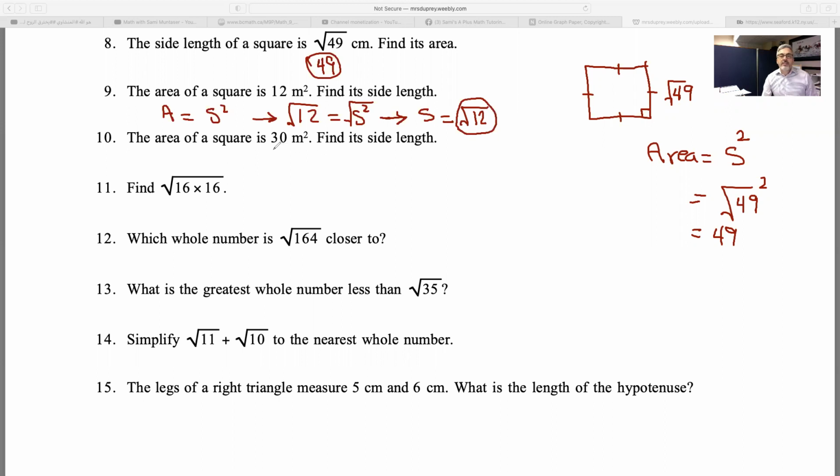The area of a square is 30 meters squared. Find its side length is the same thing. So that's just repeating. I'll leave this for you to do.